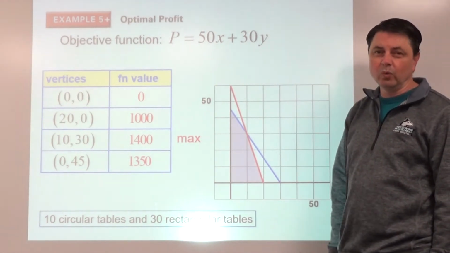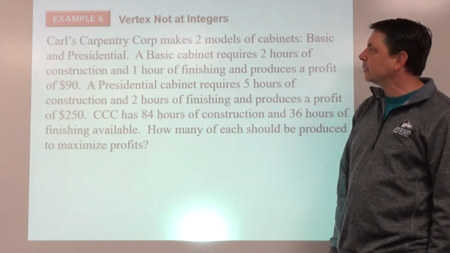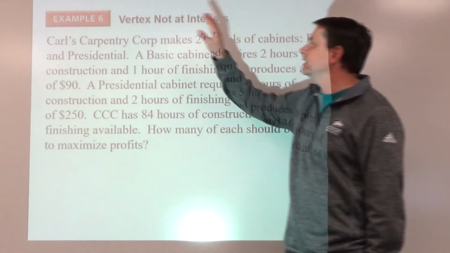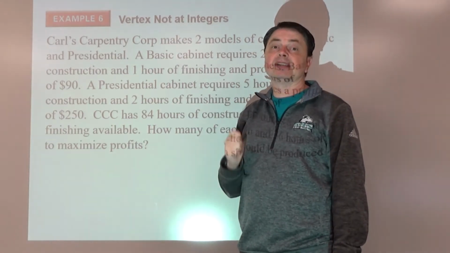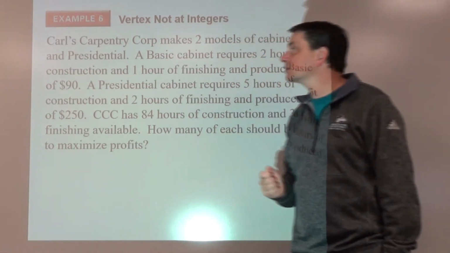All right, we're going to look at one more. Example 6, where we might see a vertex that's actually not at integers, and then we might see a solution that's not at a vertex.